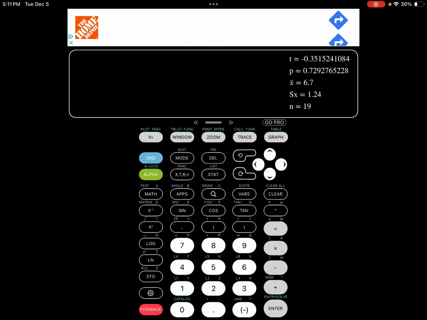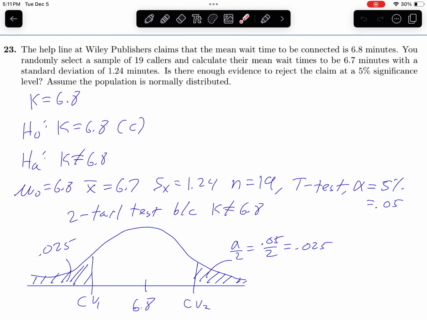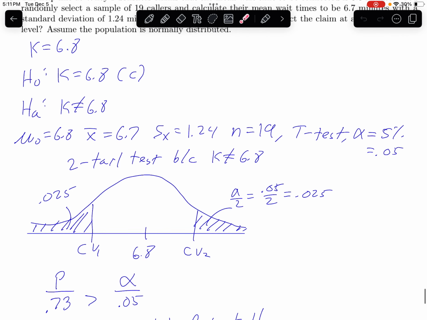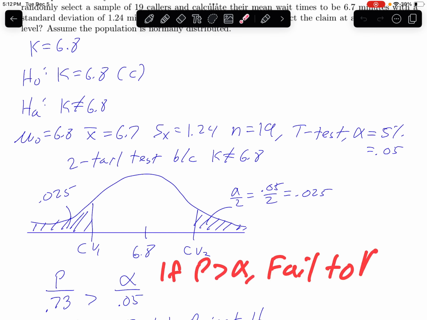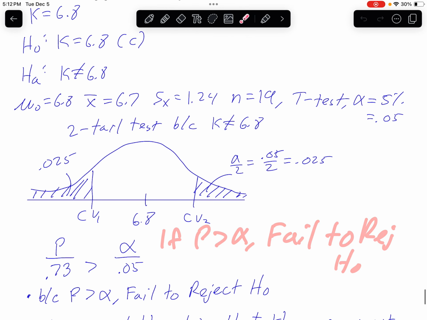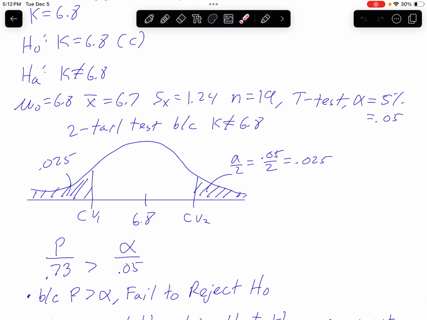And what we're trying to find here is P, 0.729, or rather 0.73. Since P is equal to 0.73, we're comparing this with alpha, and 0.73 is greater than alpha. If P is greater than alpha, then you fail to reject H0, and that's exactly what we're doing here. We're failing to reject the null hypothesis because P is greater than 0.05.